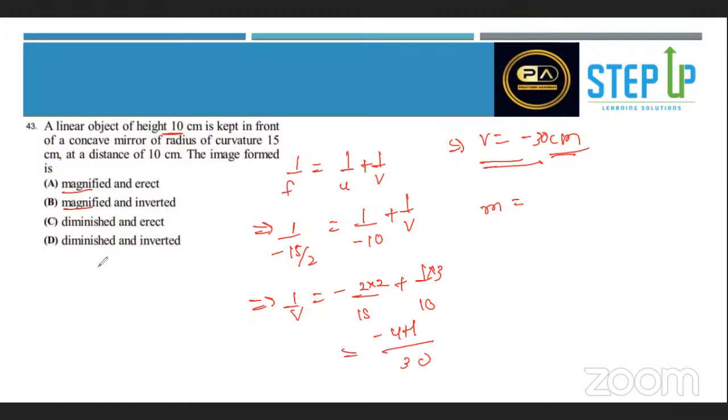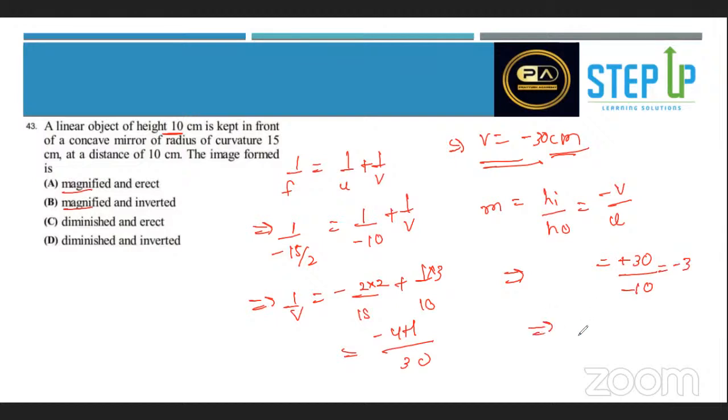If I'm trying to find this out, I can write that magnification is equal to height of image by height of object, which will be equal to minus v by u in terms of a mirror. The height of the object is given to you. Now I can find out minus v by u. It will be minus minus plus 30 upon u, which is minus 10, which gives this value as negative 3.